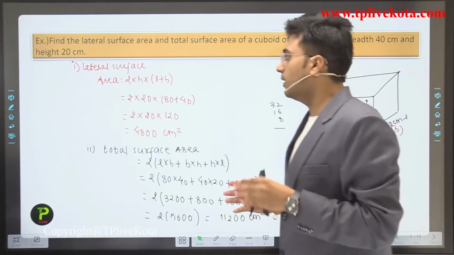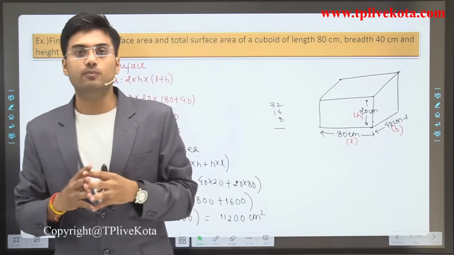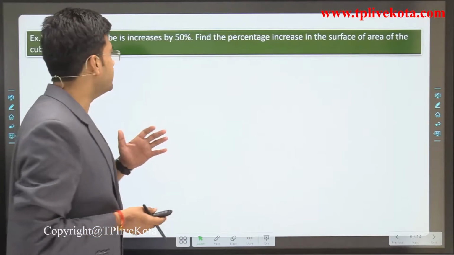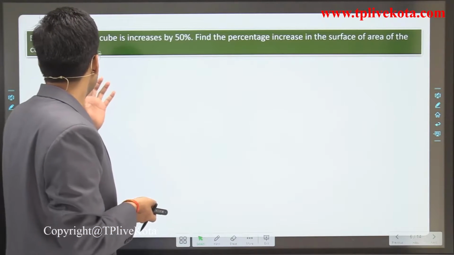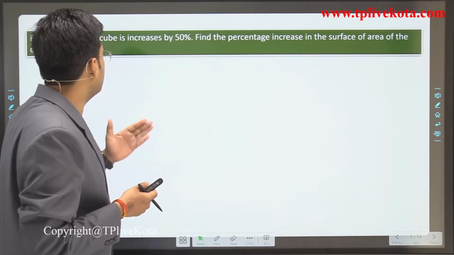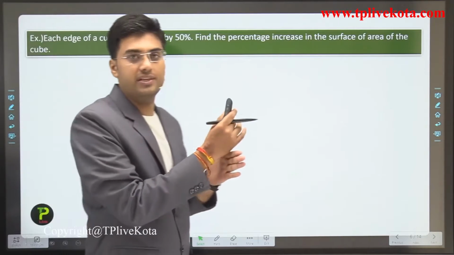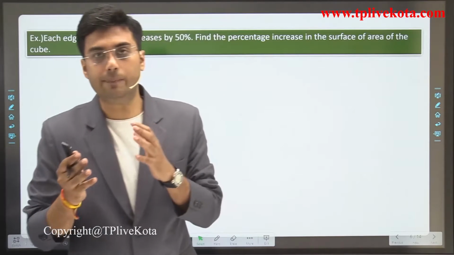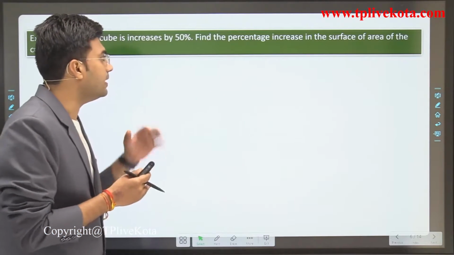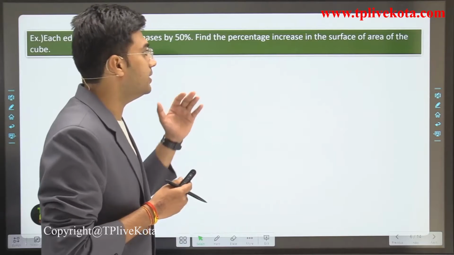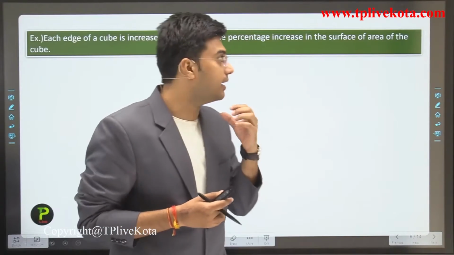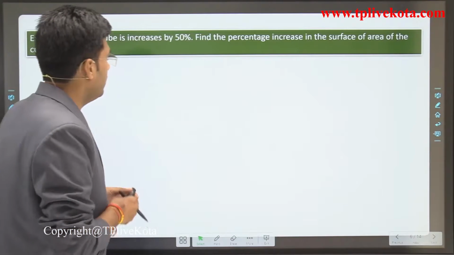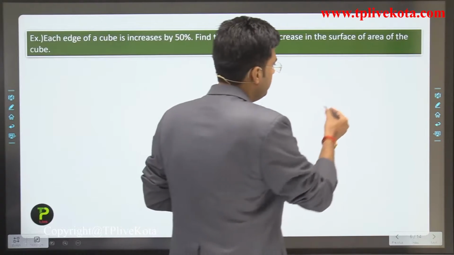So now after this question, let's move to the next question, and the next question is, so students, in this question each edge of a cube is increased by 50%. We have a cube and its edges increased by 50%. Then we have to find the percentage increase in the surface area of the cube. Clear? Now students, we have a cube.